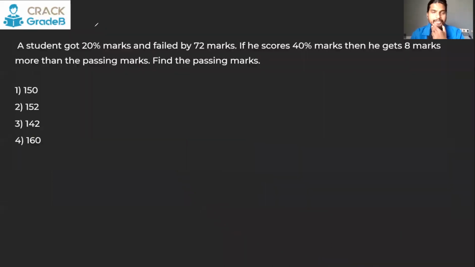Now, this is again one of the very typical types of questions that they ask in examinations. A student got 20% marks and failed by 72 marks. If he scored 40% marks, then he gets 8 marks more than the passing marks. Find the passing marks. So you can start your question considering maximum marks or the total marks in the exam as 100x.